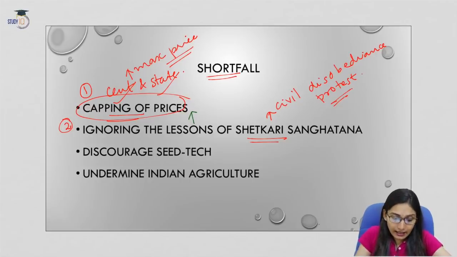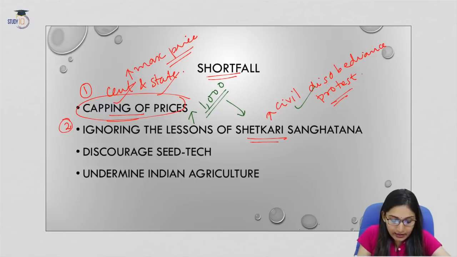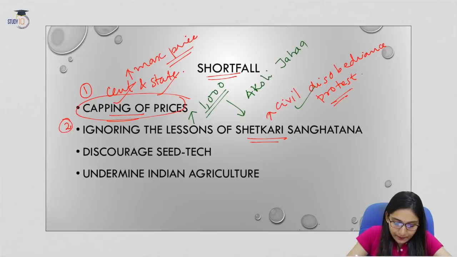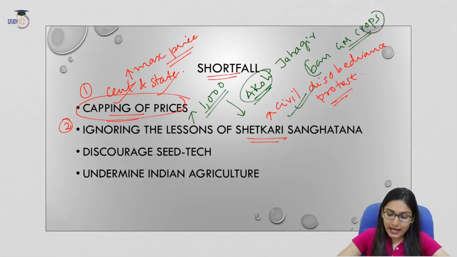More than 1,000 farmers participated in this civil disobedience protest, and this movement was held in Akholi Jahangir village, in the Akola district in the Vidarbha region of Maharashtra. The reason for this civil disobedience was that the government had imposed a ban on GM crops. So the reason for this protest was the ban on GM crops.